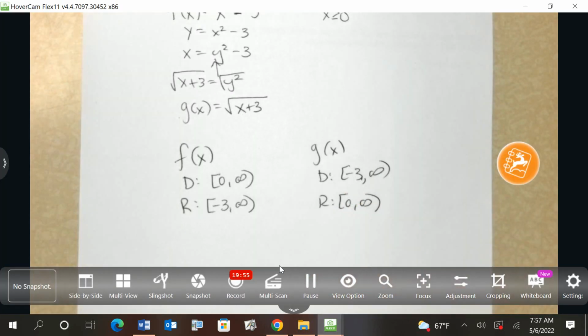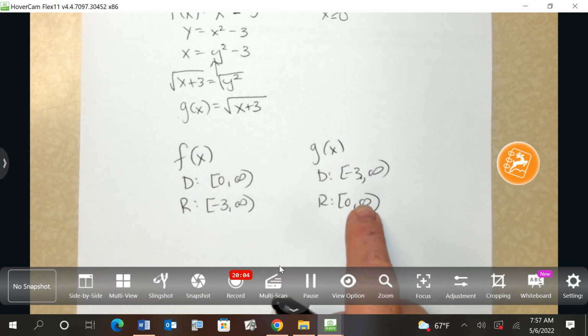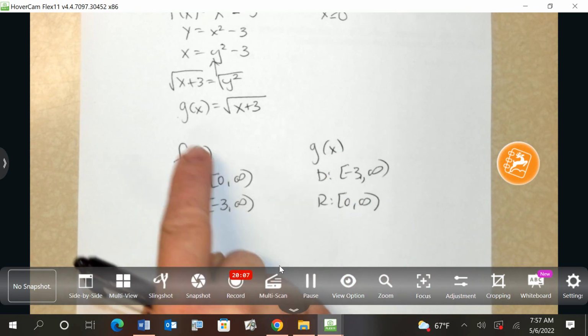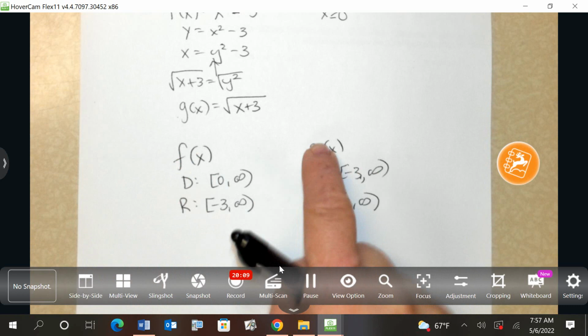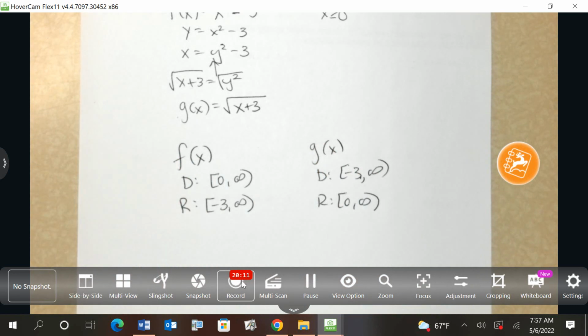And this is what I was verbalizing. It's hard to conceptualize it without seeing it. See how the domain of the original becomes the range of the inverse, and the range of the original becomes the domain of the inverse. That will always happen for you.